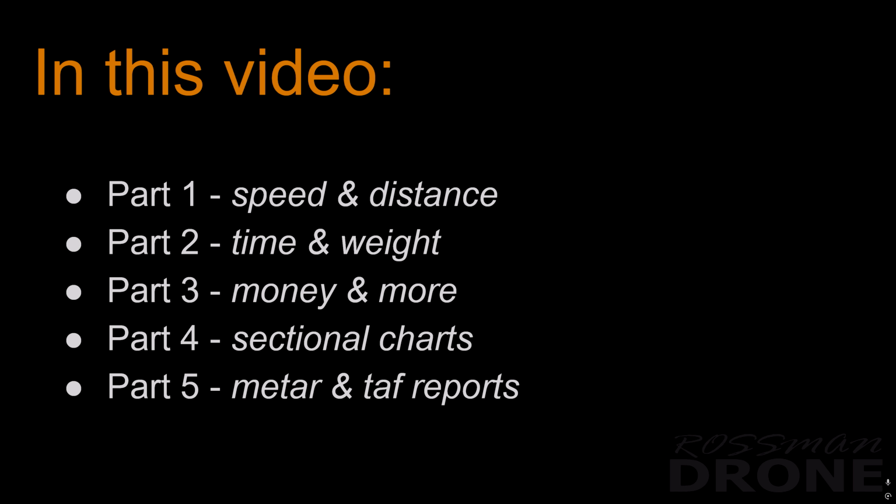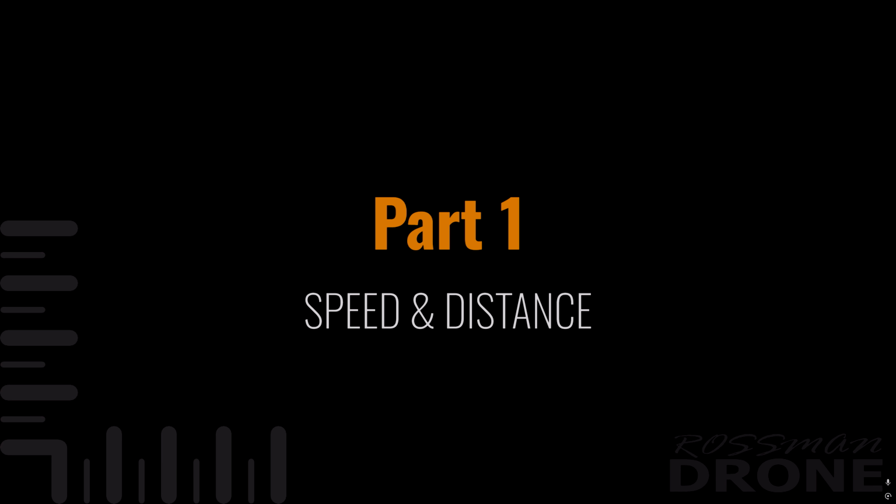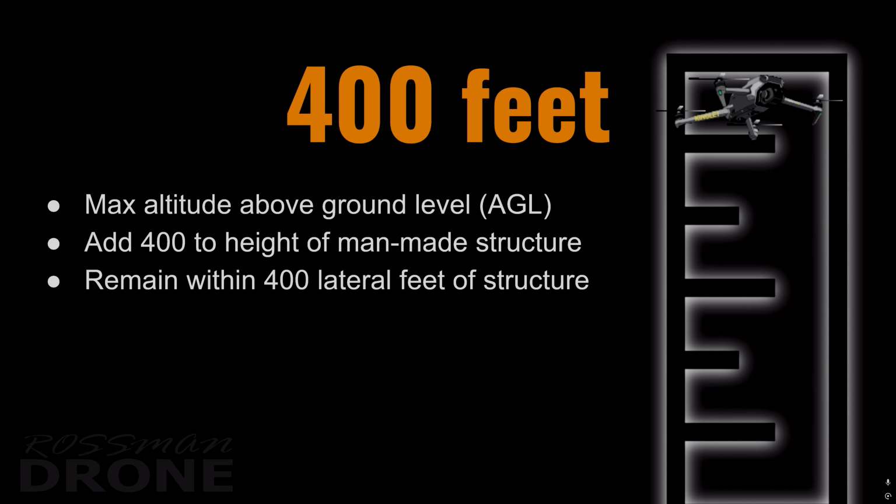First up, I want to take a look at the different parts that are going to be contained in this video. There are 5 in all, and I will have timestamps for each of these, so go ahead and check the chapters on the timeline. Part 1, we're going to look at speed and distance numbers. Part 2, time and weight. Part 3, money and more. Part 4 focuses on sectional charts. And then finally, part 5, we're going to take a look at METAR and TAF reports, which are those weather reports. And let's just jump right into part 1, speed and distance.